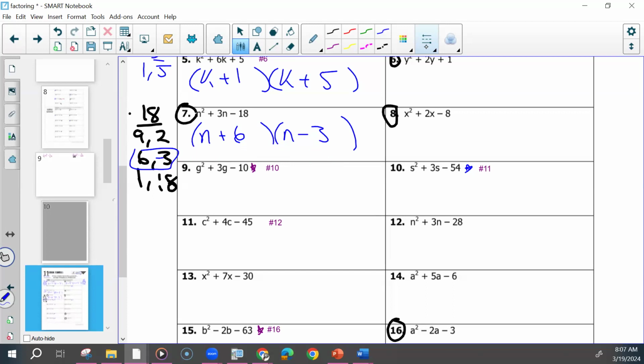Right, let's do number 10. Factors of 54. You may have to use your calculator if you don't know all of those factors. If you're not sure, start dividing by 1, by 2, by 3, by 4. Keep going until the numbers either get closer together or they're the same. 6 times 9, 3 times 18.